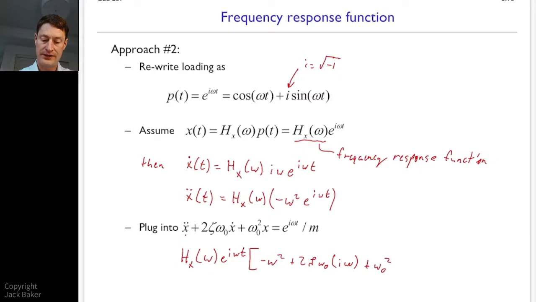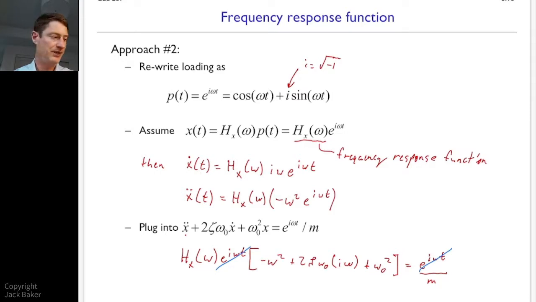And all the stuff associated with x is already sitting outside the square brackets. On the right-hand side, I have e to the i omega t divided by m. I see on the left-hand side and the right-hand side, I have the e to the i omega t, so those are gone. That's the beauty of posing my loading as e to the i omega t: it just cancels out immediately, and I'm going to simplify my math a lot here. I still do have this one imaginary number floating around in here, but that's not too bad.